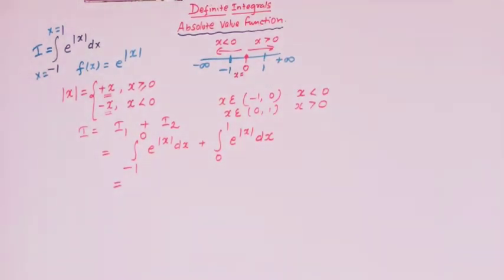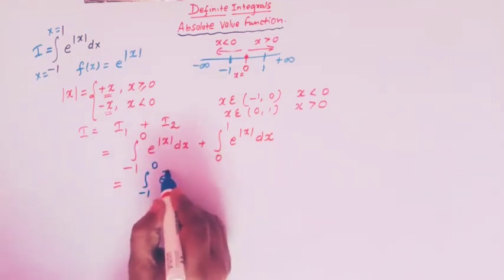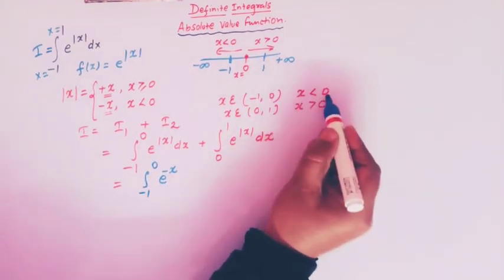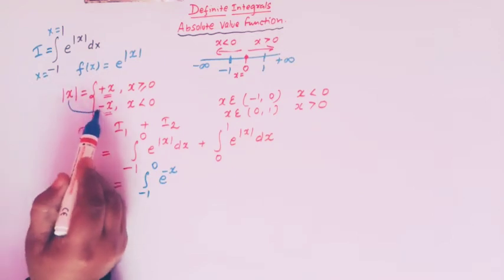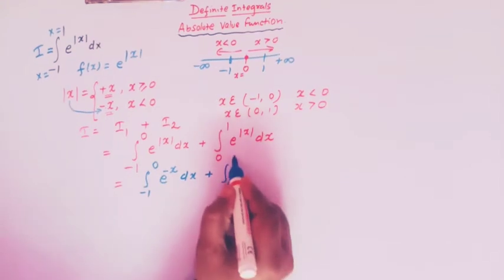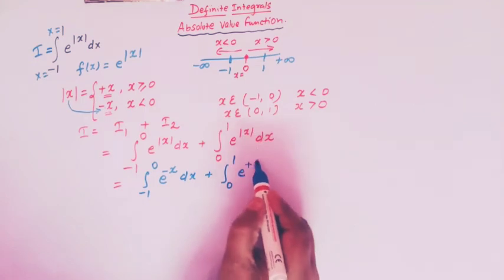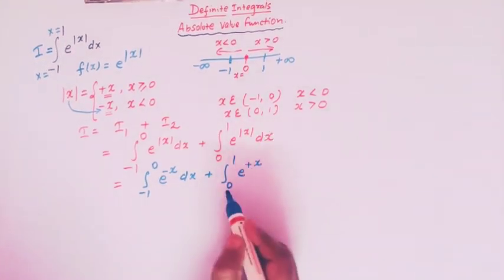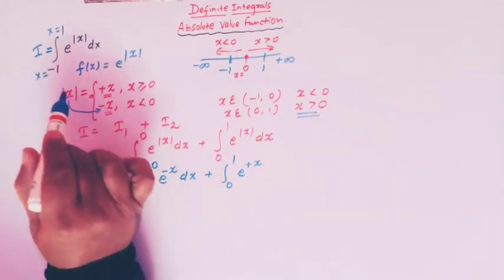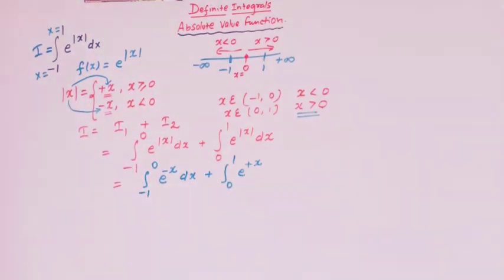And for this mod x, we can now write e raised to minus x, because from -1 to 0, x is less than 0, so mod of x is equal to minus x. Similarly here we have 0 to 1 and e raised to mod x, so mod x is taken as positive x, because x varies from 0 to 1 and we have x greater than 0, so here we'll take mod x equal to plus x.